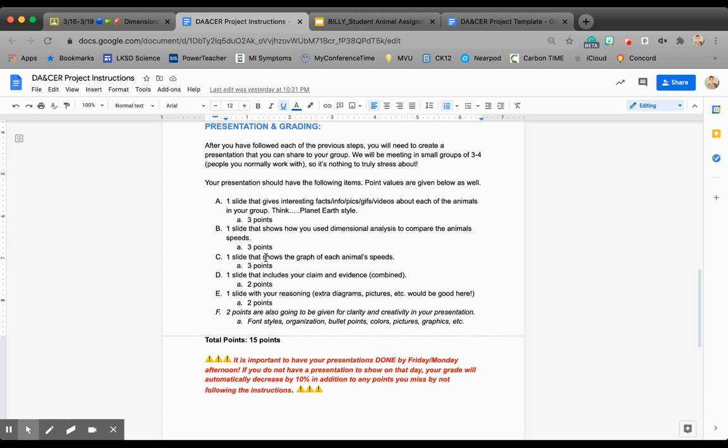Part C, one slide that shows the graph of each animal's speeds. Again, 3 points because you should have 3 accurately graphed animals' speeds. Part D, one slide that includes your claim and evidence on the same slide, because it's not that much information.